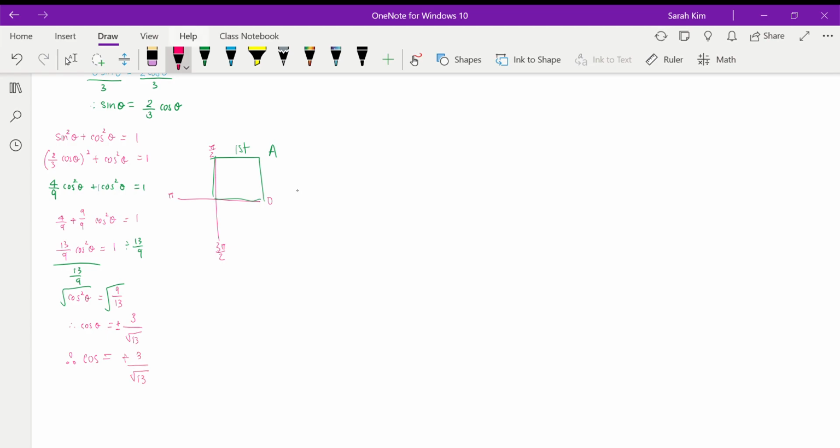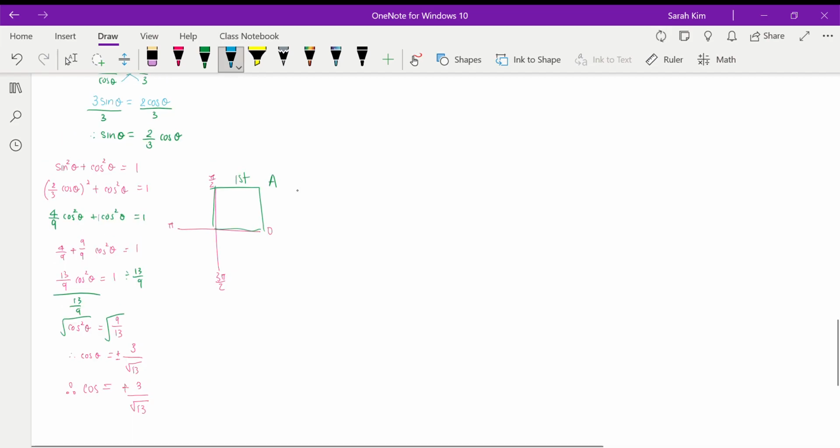That's what you need to conclude at the end as well. Now once I find cos, it should be pretty simple for me to find sine. I've got this equation that I can come back to. Just substituting, sine theta must be 2 over 3 times my cos theta, which was 3 over square root 13. So these two 3s cancel. It becomes 2 over square root 13, and that's it.